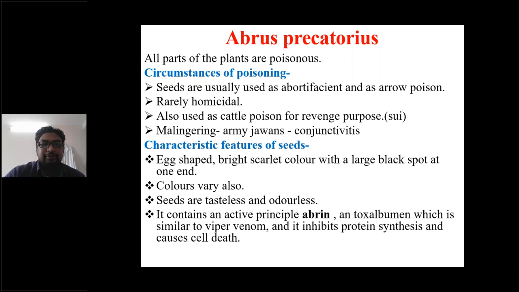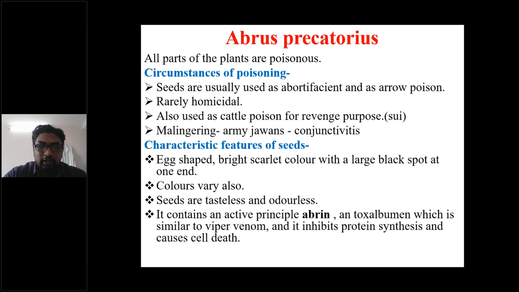Next one is Abrus precatorius. In this, all the parts of the plant are poisonous. What are the circumstances of poisoning? Seeds are usually used as an abortifacient and as an arrow poison. It is rarely used as a homicidal agent. It is also used as a cattle poison for revenge purpose.